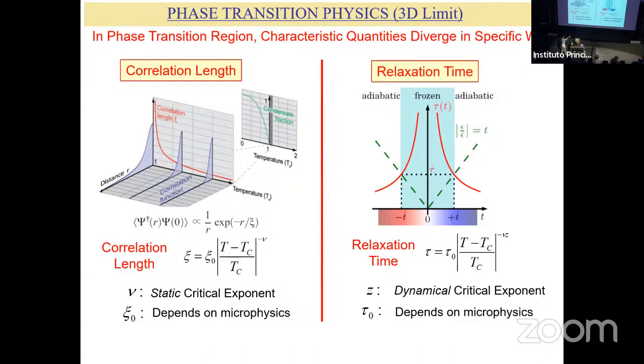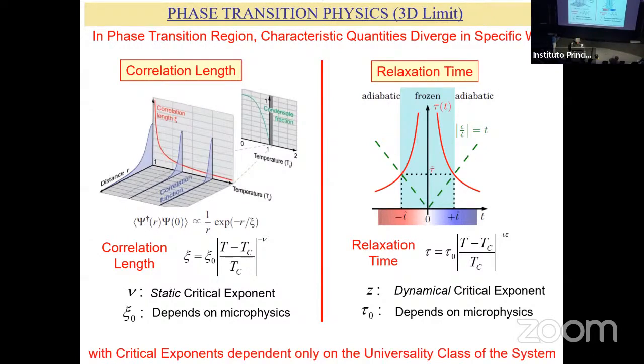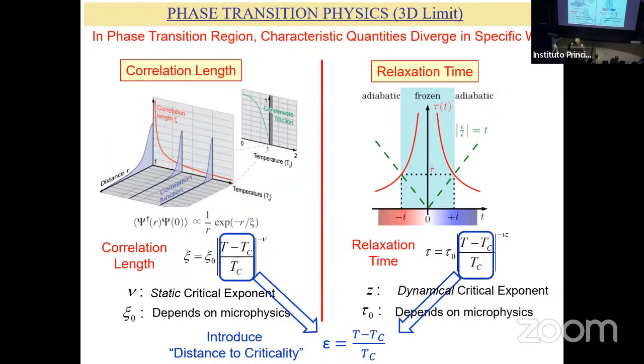As you approach this critical point, there is also a divergence of the relaxation time. As the system tries to approach the critical region, it takes longer and longer for the system to relax. There is, again, a divergence here. The microphysics is all hidden in this tau zero, and all of the interesting stuff is in this exponent, which is the static exponent times another exponent z, the dynamical critical exponent. The values of the critical exponents define the universality class of the system. So in both of these cases, criticality is introduced in terms of a distance to criticality, how close or how far you are from the critical point.